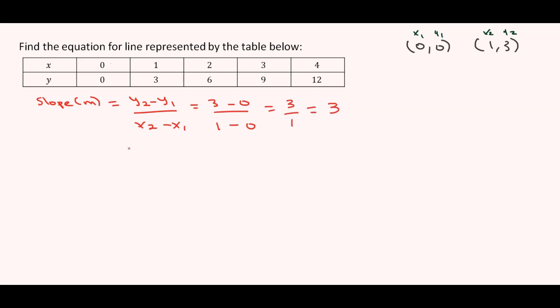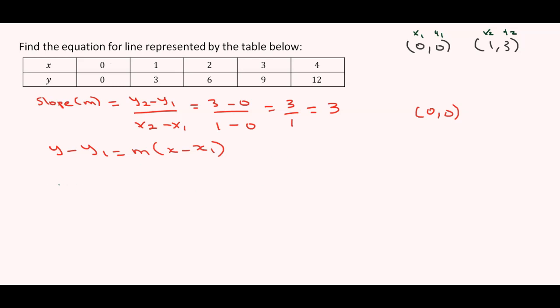So the next thing we have to worry about is our equation, which is y minus y1 is equal to the slope m multiplied by x minus x1. So because I have a point that is 0, 0, my point here is going to be 0, 0. Always try to make things as simple for yourself as possible.